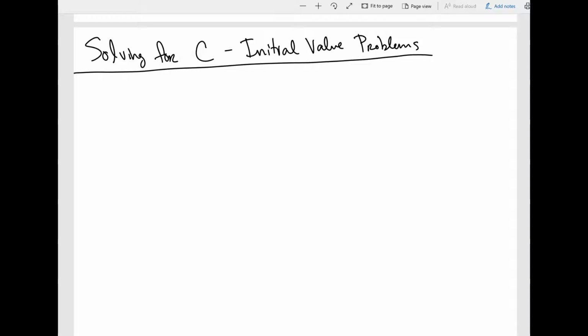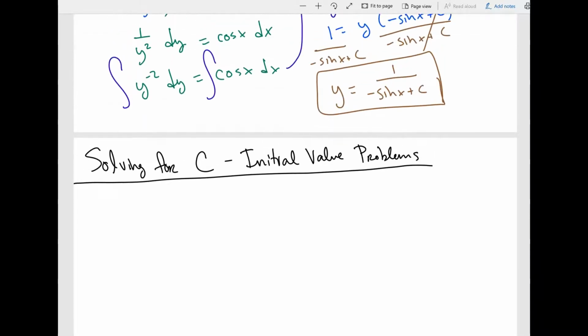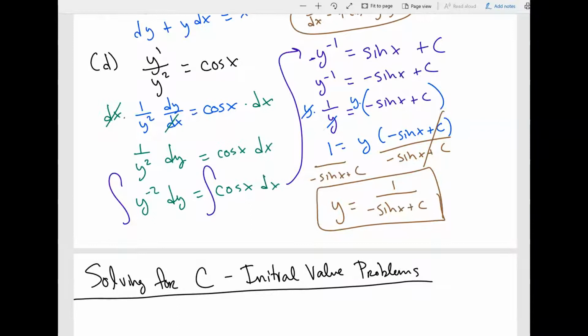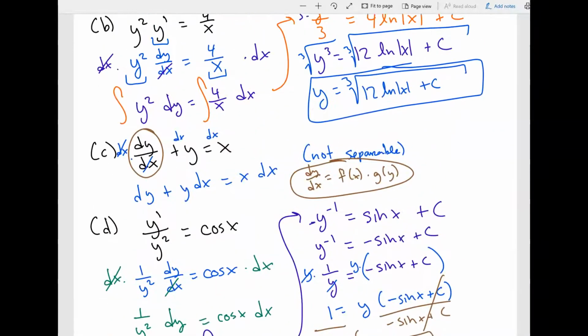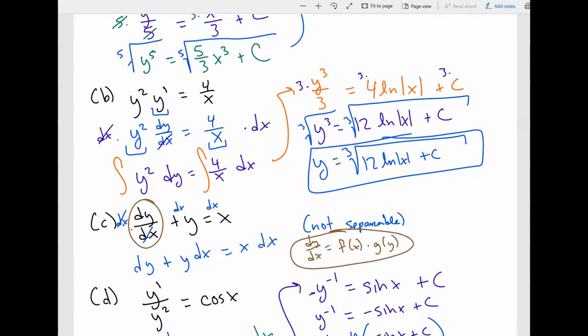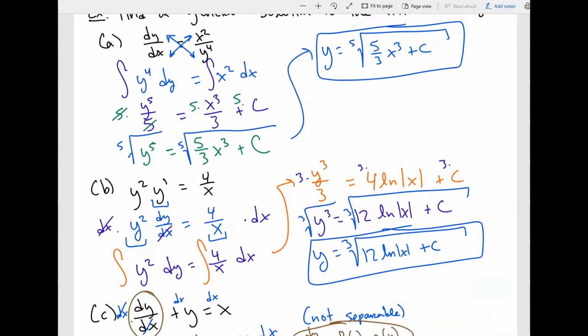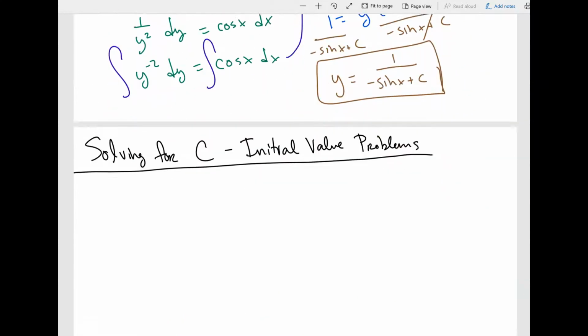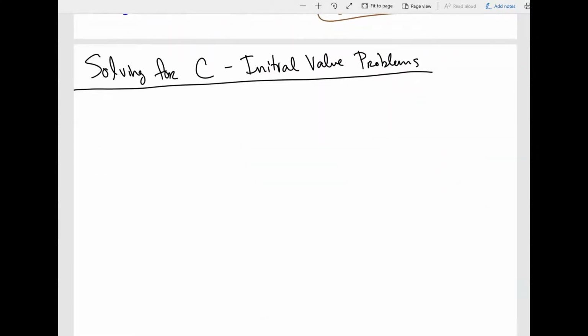So in the previous video, we were doing some examples solving differential equations. But if you see, in every single problem we had this constant of integration, which was c. So we wanted to figure out what that constant was. So how do we figure that out? These are what we call initial value problems, or IVPs for short.